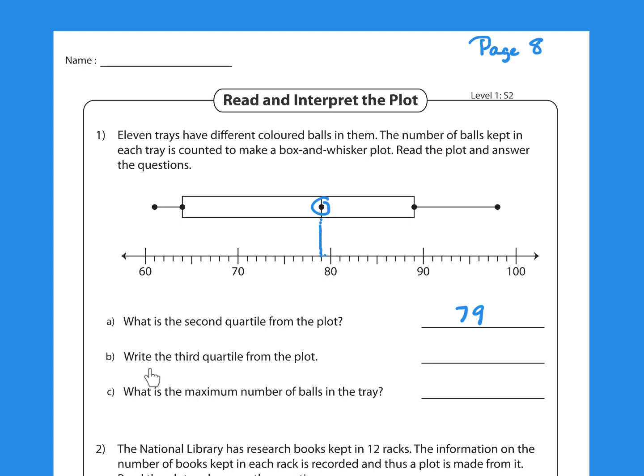Our next question says write the third quartile from the plot. So we have the lower extreme, the first quartile, the second quartile, and the third quartile. As we look at that, it lines up with 89.